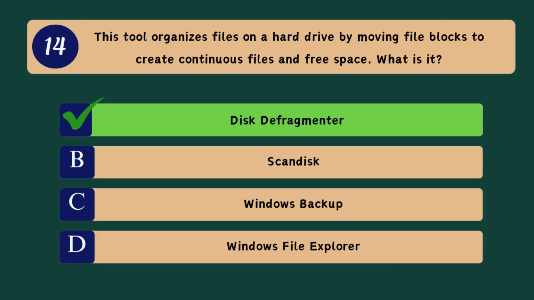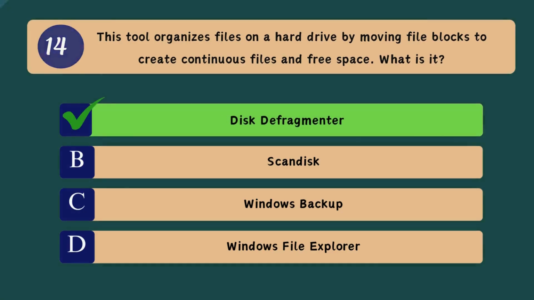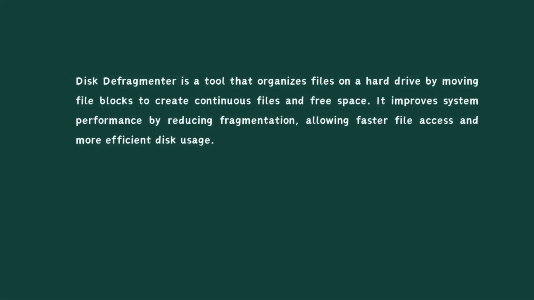Correct answer: A. Disk defragmenter. Disk defragmenter is a tool that organizes files on a hard drive by moving file blocks to create continuous files and free space. It improves system performance by reducing fragmentation, allowing faster file access and more efficient disk usage.